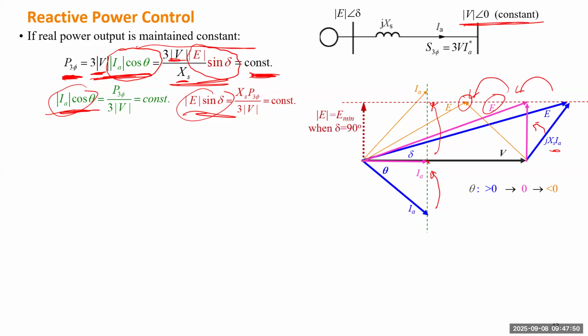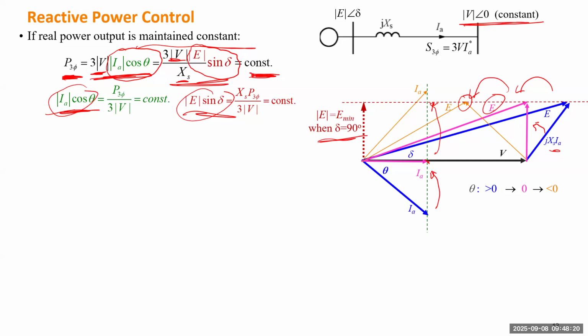Okay, so we can ask a question: what is the furthest condition for E to move? Because it seems that in this operating trend, if we try to change the power factor from positive to 0, then negative and further negative, finally E will become shorter and shorter. What is the shortest E we can have? That is exactly tied to the steady state limit.